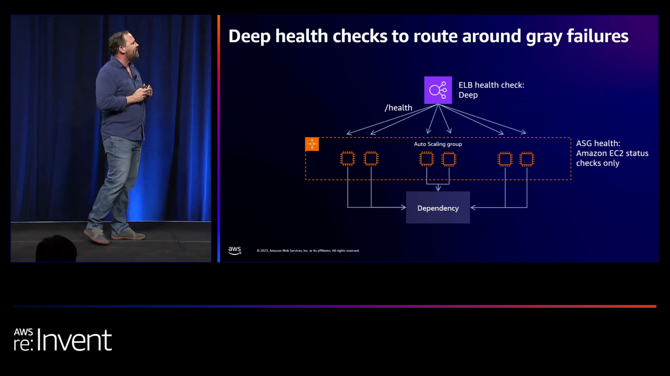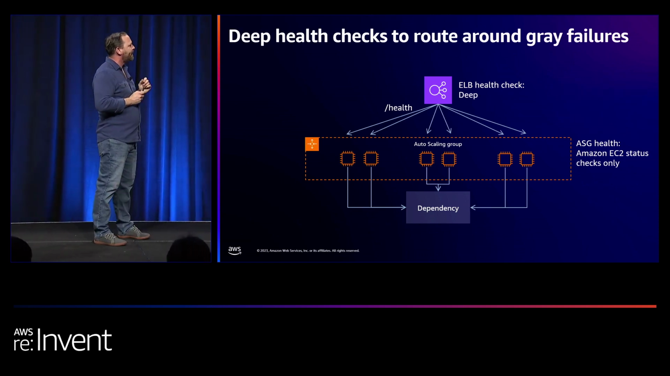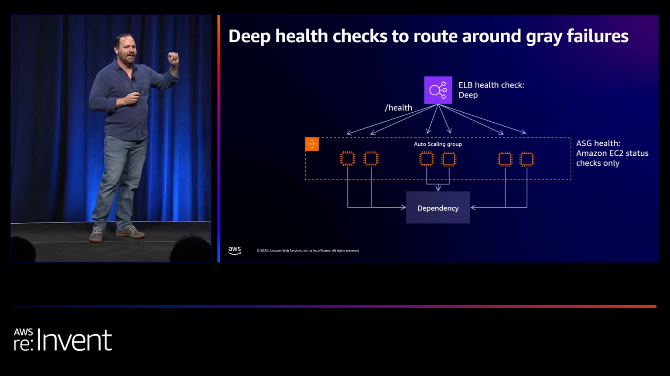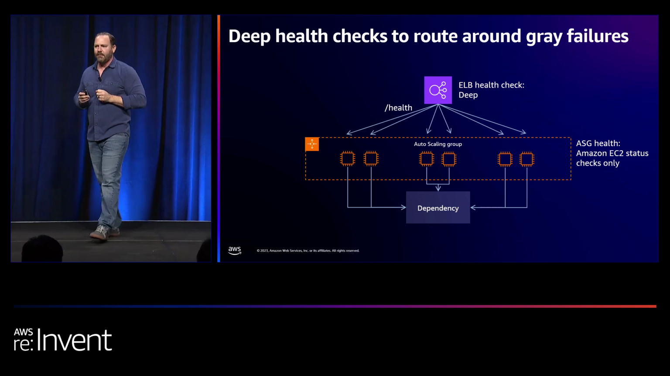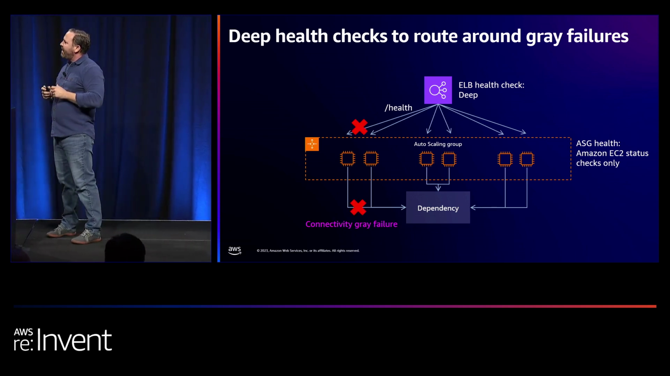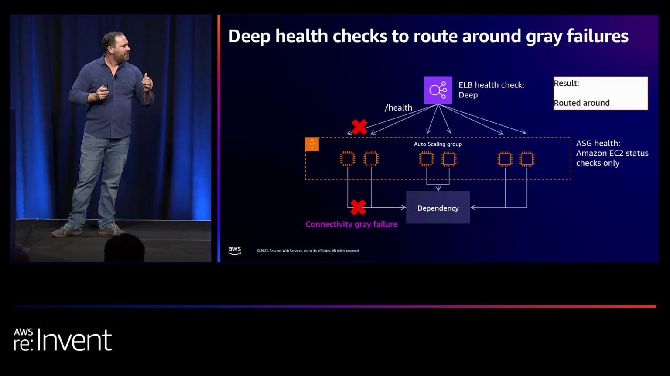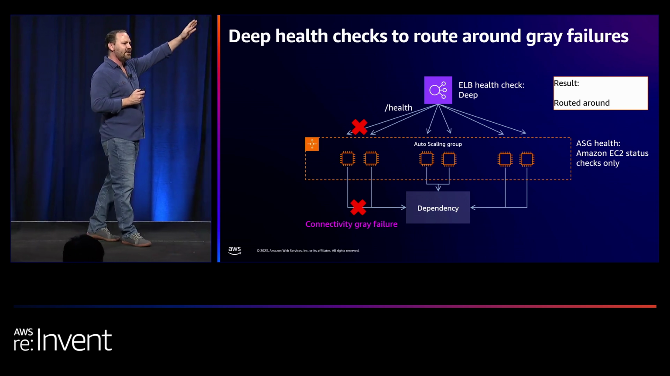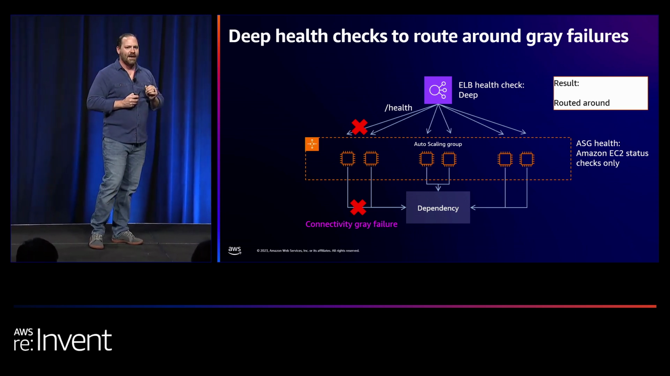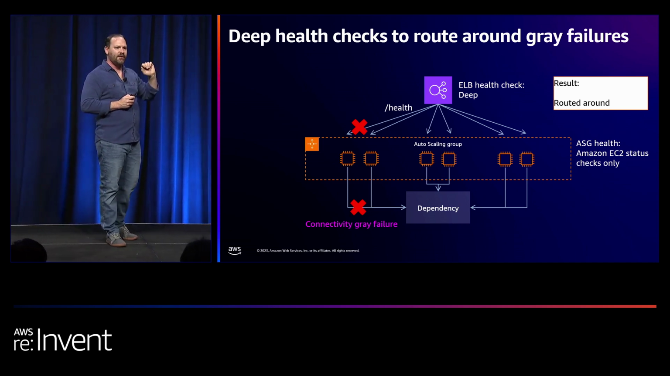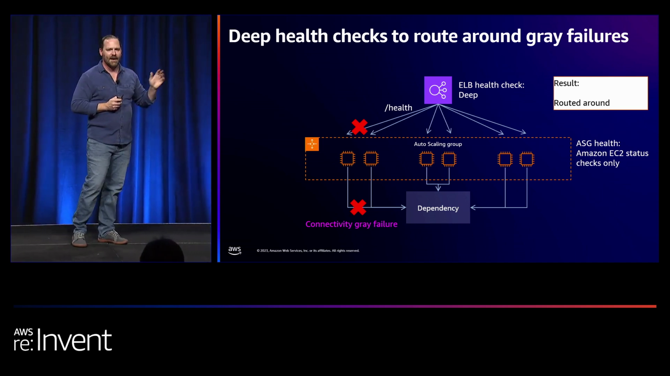Okay, let's use a deep health check to try to route around gray failures. In this case, we're only going to use the EC2 status checks with our auto-scaling. And we'll see why on the next slide. So when we have a connectivity gray failure, hey, we're going to route around it, right? Because our deep health check is checking the path connecting to this dependency. And because this instance can't, the health check fails, and the load balancer doesn't send any traffic.